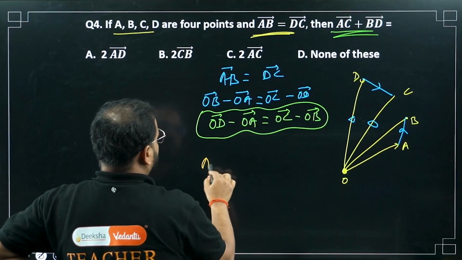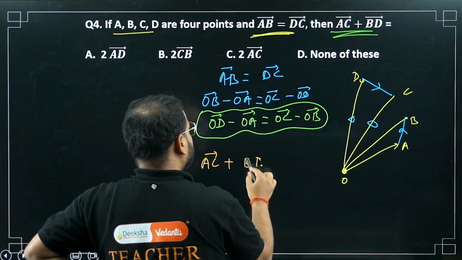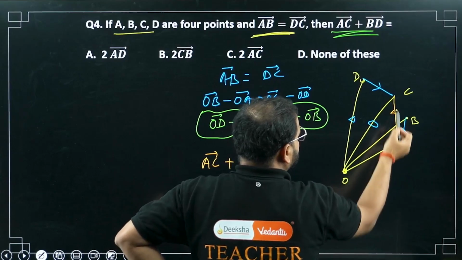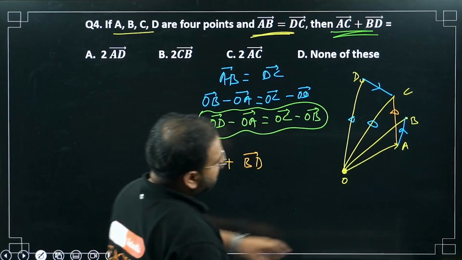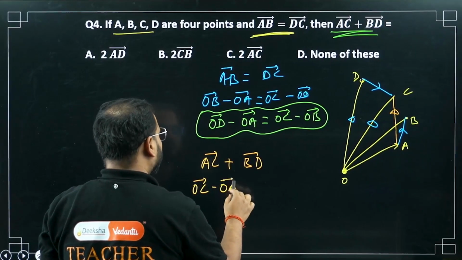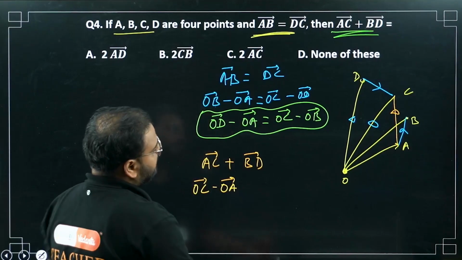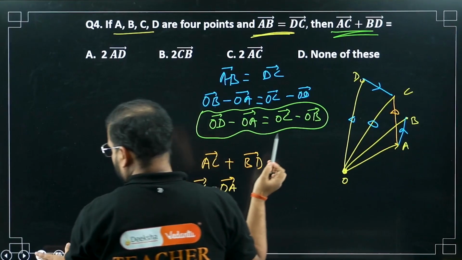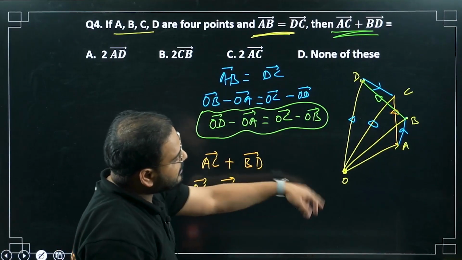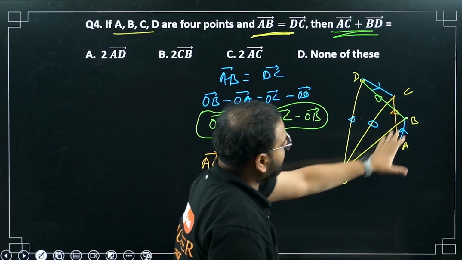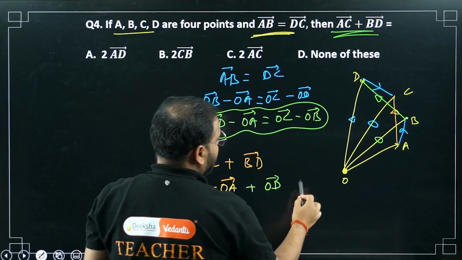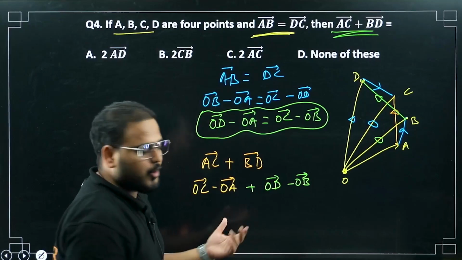AC plus BD, vector AC plus vector BD. What is AC going to be? AC is like this, right? AC is going to be OC minus OA, from A to C. So OC minus OA for AC. How come? From the triangle law of addition. Same way, what about BD? BD is here, B to D. How will I write BD? OD minus OB. So BD will be OD minus OB, using the triangle rule of addition again.